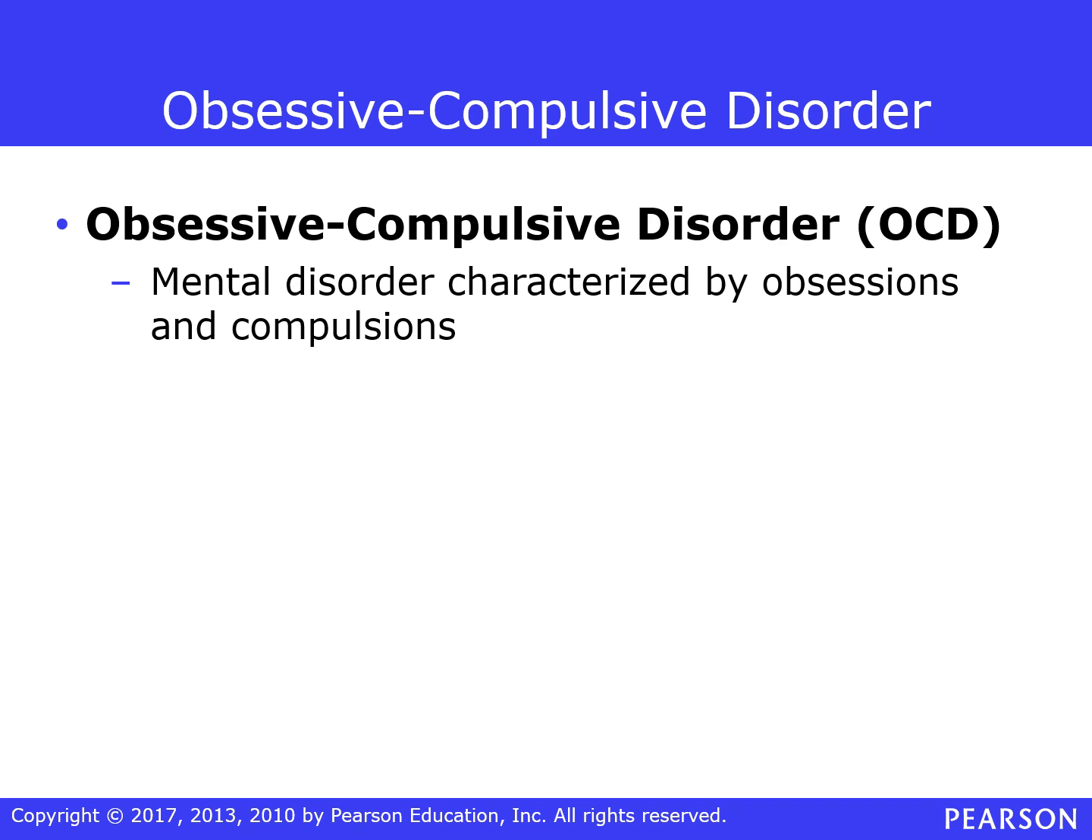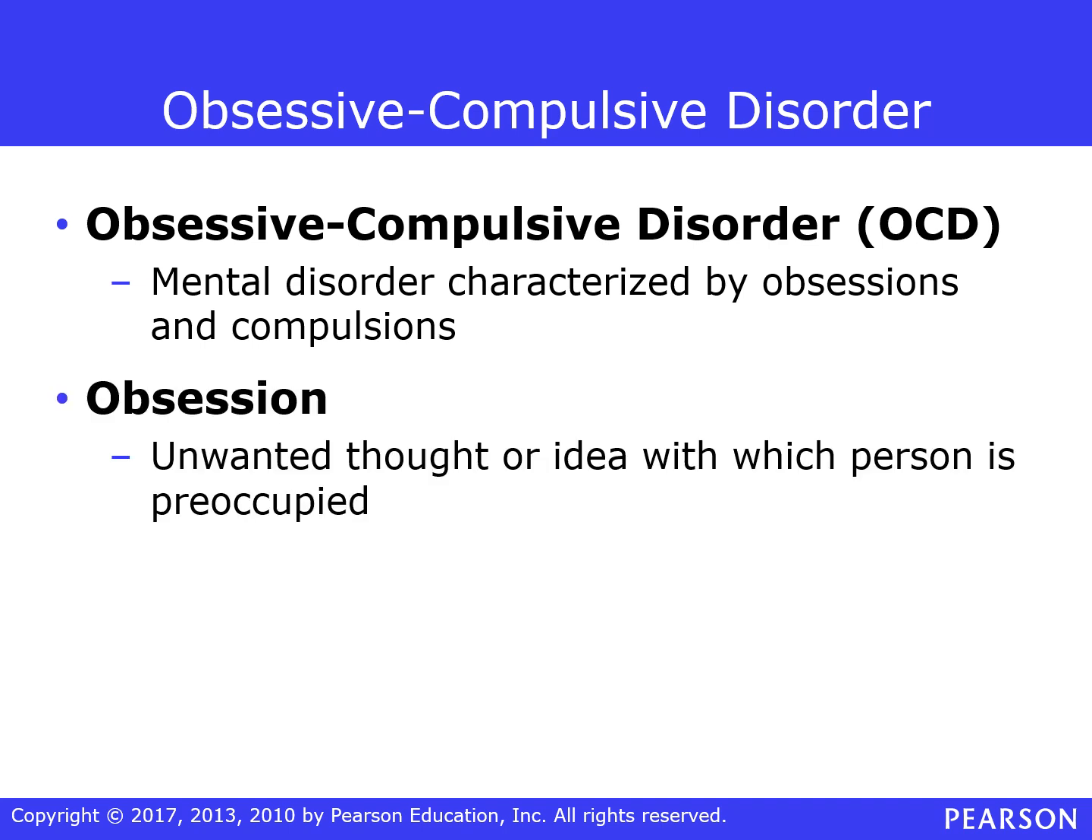Next, we look at OCD for short, or obsessive compulsive disorder. This is defined as a mental disorder characterized by both obsessions and compulsions. Obsessions are defined as unwanted thoughts or ideas in which a person becomes extremely preoccupied. That is, they are so distracted by these thoughts and ideas. And again, these are unwanted thoughts or ideas.